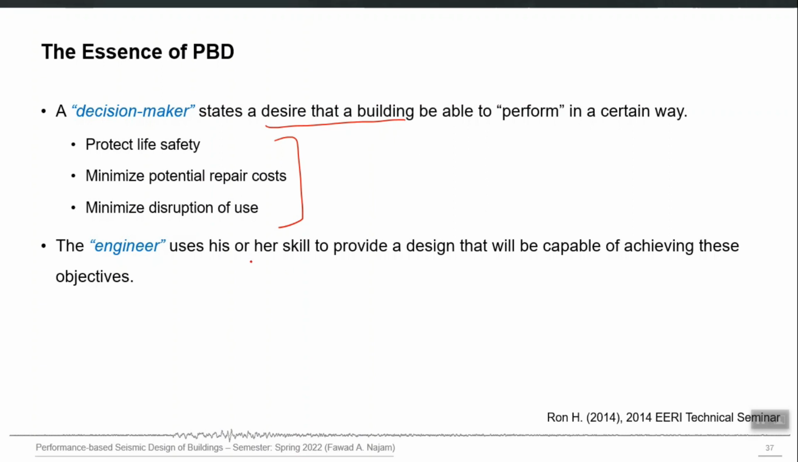The engineer uses his or her skill to provide a design that will be capable of achieving these objectives. So those performance objectives from a decision maker become your design criteria, and then you have to show that this criteria is fulfilled. This design can perform in a certain way that the criteria is fulfilled. So this is the essence of performance based design.